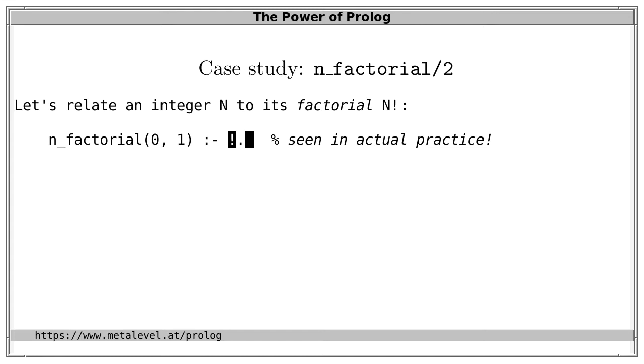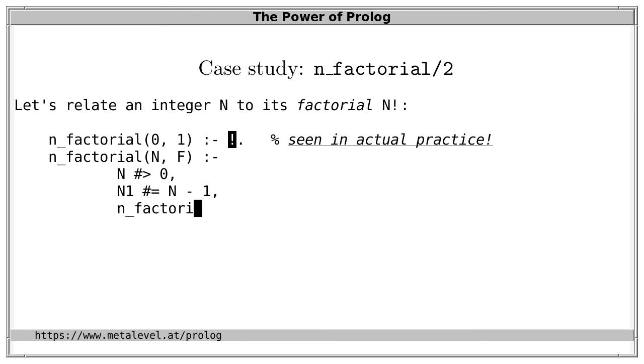But still, let's think about it. What else do we know about this relation? Well, what about n in general and its factorial f? And we've already covered the case n equals 0. So let's now define the relation for n greater than 0. Well, in that case, if n1 is n minus 1 and the factorial of n1 is f1, then the factorial f of n is n times f1, right? And that's it. And we can use this predicate to compute the factorial of an integer.